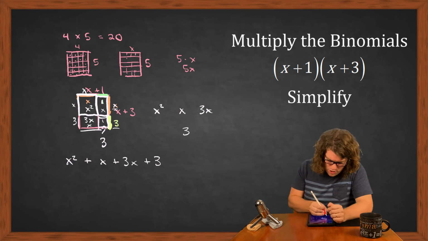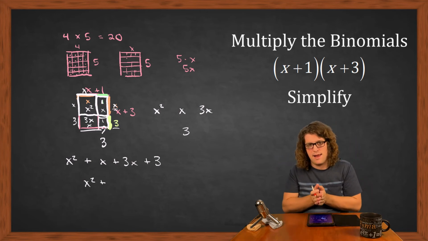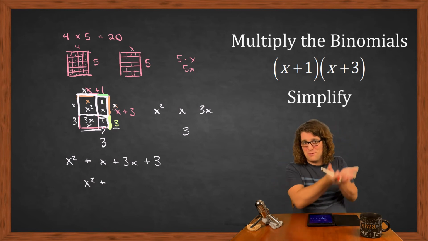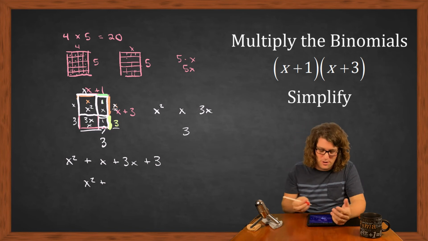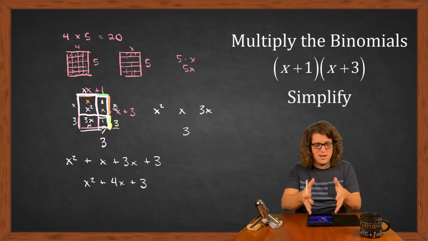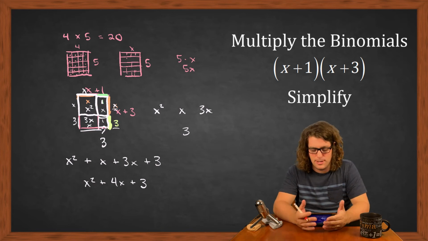And so there are no other x squareds, so that just ends as being x squared. There are 1x, 1 apple, and 3 x's, 3 apples. So 1 apple and 3 apples is 4 apples. 1x and 3 x's is 4 x's. So we would get 4x there. And then the 3, that's just a number, is the only number part of this. So we would get x squared plus 4x plus 3.